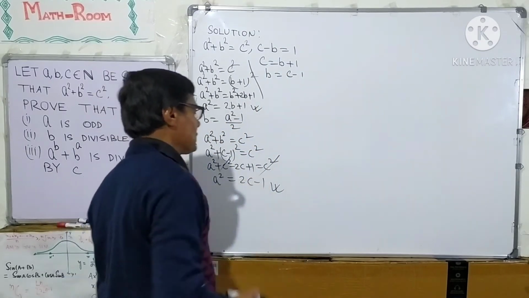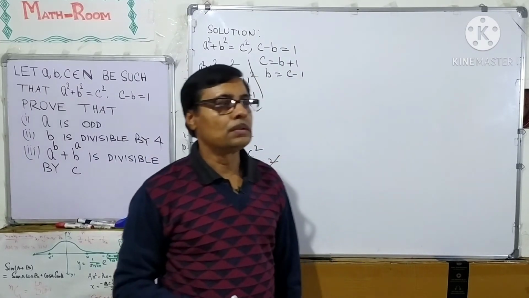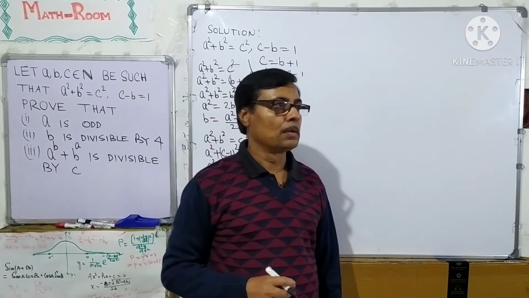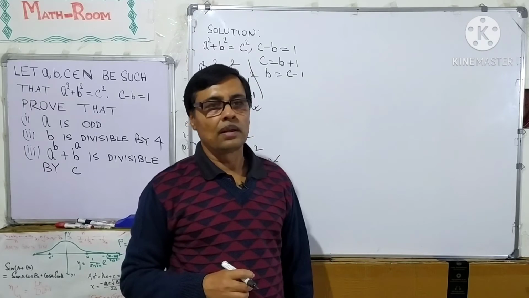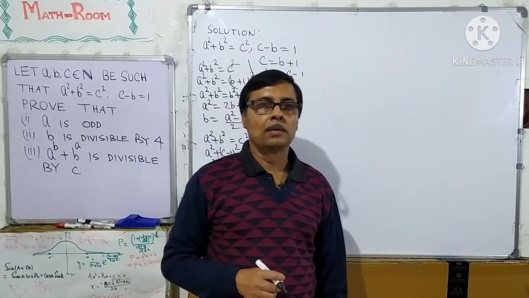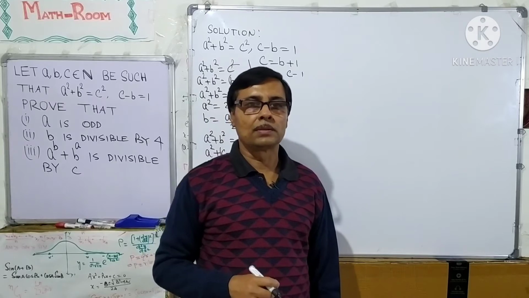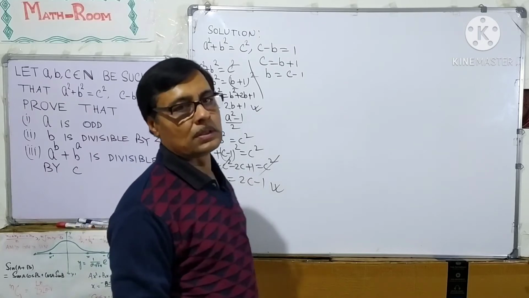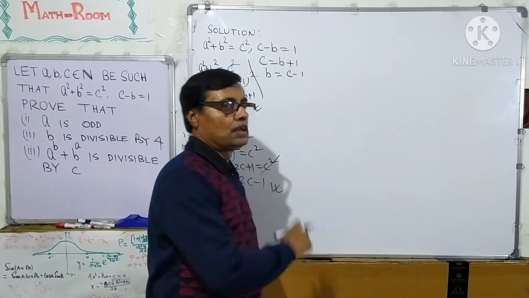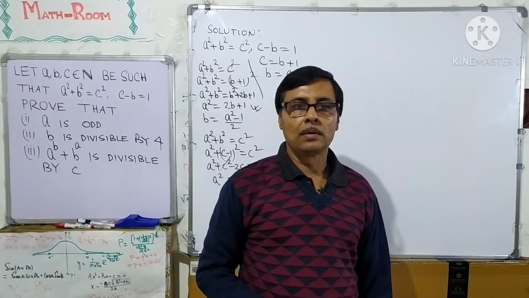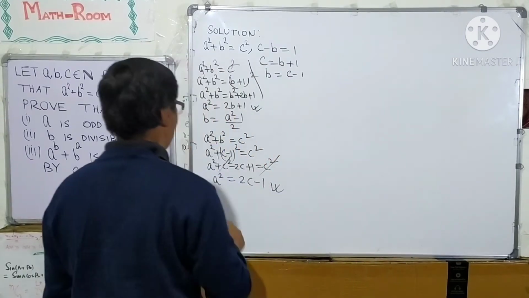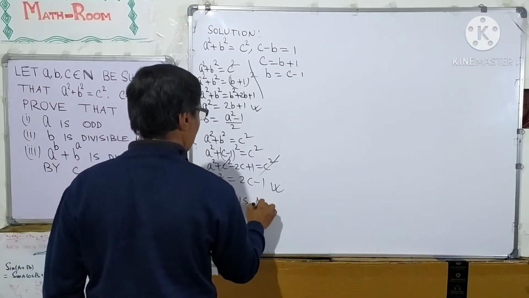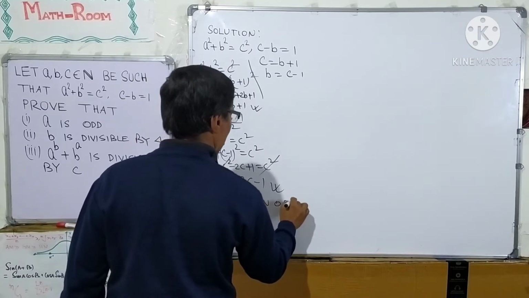As a square is an odd natural number, we can easily say that its square root is also an odd natural number. Any odd natural number which is a perfect square has a square root which is obviously an odd natural number. So this implies a is an odd natural number.